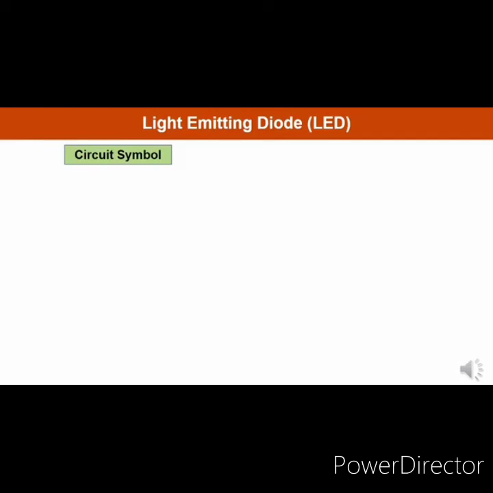Moving ahead, the circuit symbol. What is the circuit symbol? How do we represent the LED whenever we construct or design any circuit? You can see the diode is also a two-terminal device. The terminals are anode and cathode, and since it releases light, you can see these arrows are outward. It is a symbolic representation that light is being released in the form of photons.